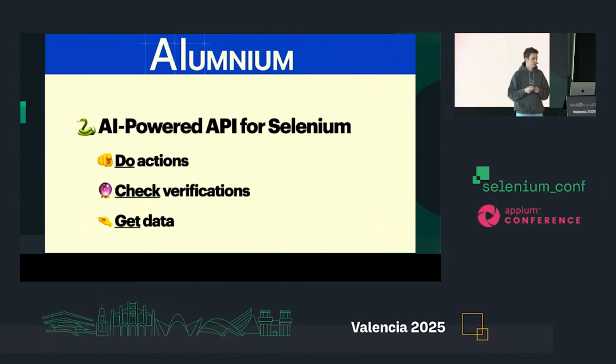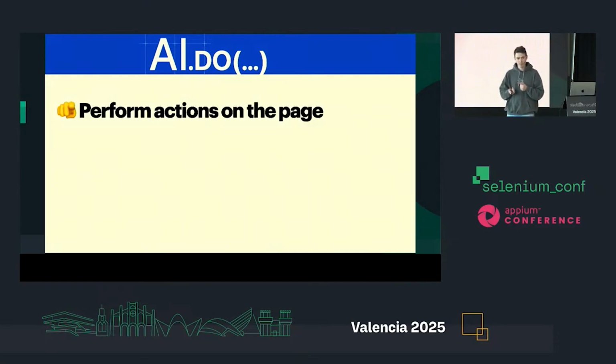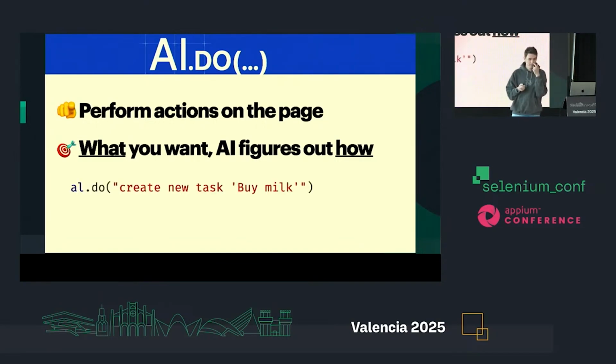Okay, let's take a closer look at how that looks. So Alumnium do is a way to perform actions on the page. You literally tell Alumnium what you want to do on the page, and it figures out how exactly to do that. So you can tell it to create a new task and give it the title of the task, and then Alumnium is responsible to figure out, okay, this is our page, there is an input, so I probably need to type, press enter, and that will create the task.